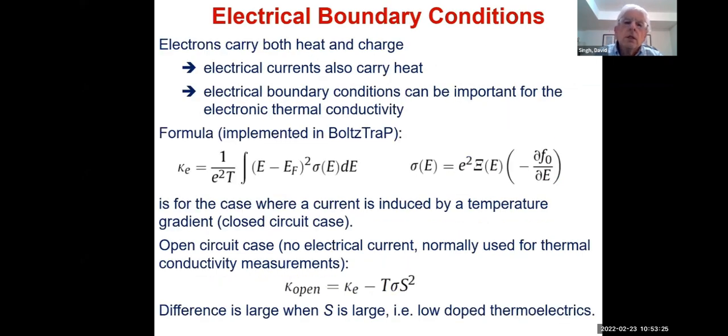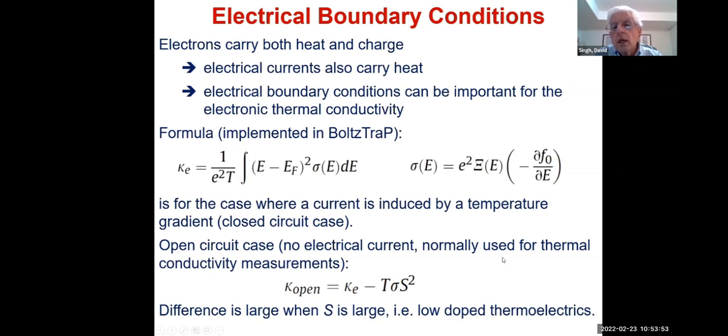So electrons carry both heat and charge. Electrical currents also carry heat. And so the electrical boundary conditions, as mentioned, can be important. The formula implemented in BoltzTraP is for the closed circuit. So this is the formula that's implemented in BoltzTraP. Okay, this you saw before. And in this case, there's also a current.